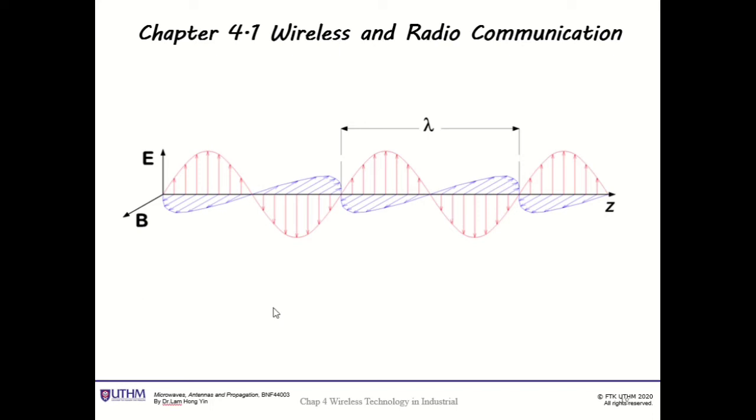If you look at this, E is the electric field, B is the magnetic field, and Z is the wave number or the propagation vector. To identify the lambda, the lambda is one cycle of the wave. From this point to this point is the lambda. We can calculate the lambda using c equals f lambda. If you know the frequency, you can get the lambda, the wavelength of the spectrum or the frequency.